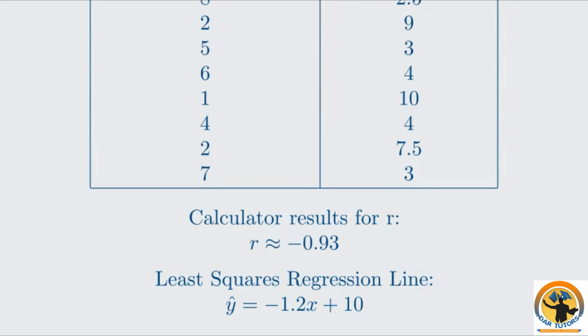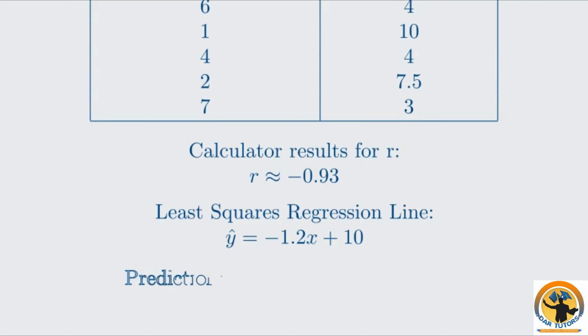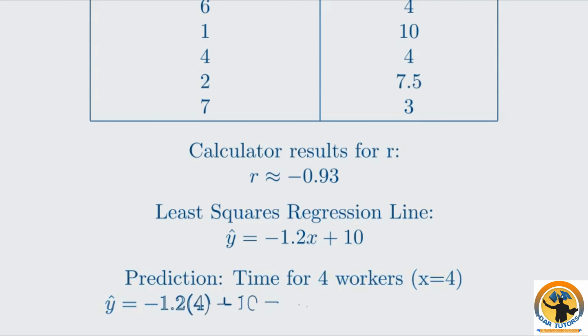We'll predict the time it would take to complete a job with 4 workers. The number of workers in our data ranges from 1 to 8. Since 4 is within this range, this is an interpolation. We substitute x equals 4 into our equation, giving us a predicted time of 5.2 hours.